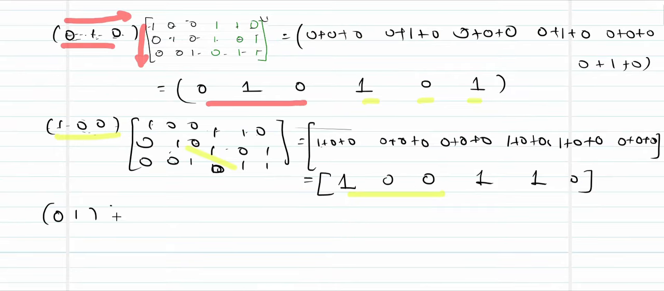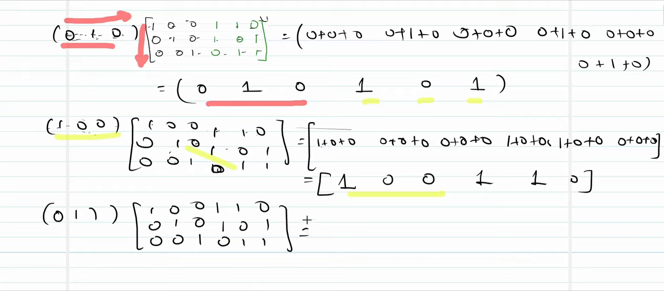0, 1, 1 with 1, 0, 0, 0, 1, 0, 0, 0, 1 added with 1, 1, 0, 1, 1, 0, 1, 1. Let me make this one. Now 0 into 1 will be 0, 1 into 0 is 0, 1 into 0 is 0, 0 into 0, 0, 1 into 1 is 1, plus 1 into 0 is 0, 0 into 0, 0 into 1, 1 into 1.